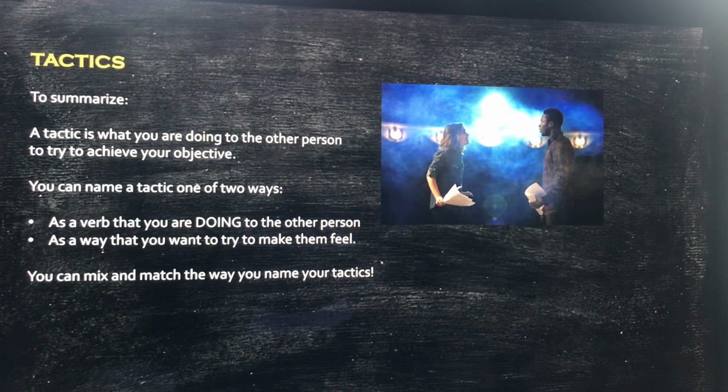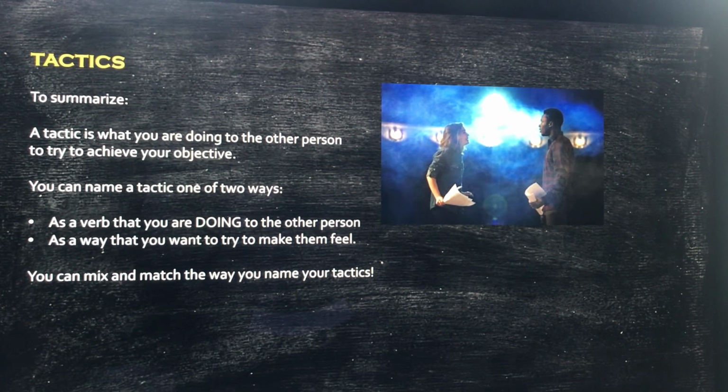So to recap, a tactic is what you are doing to the other person to try to achieve your objective. And you can name your tactic in one of two ways: as a verb that you are doing to the other person: seducing, berating, cajoling, threatening, intimidating, soothing, caressing, calming, right? The list goes on. And you can actually look at a thesaurus, or there's even a great thing online that you can find called the Actors Thesaurus, or Actors Action Words, if you're stuck for verbs like I am.